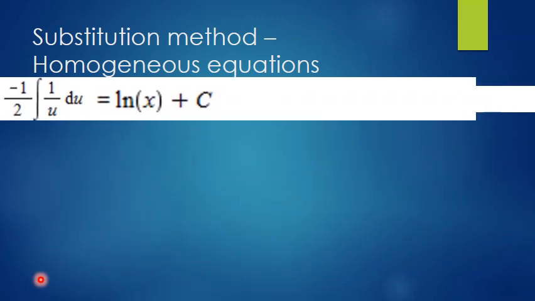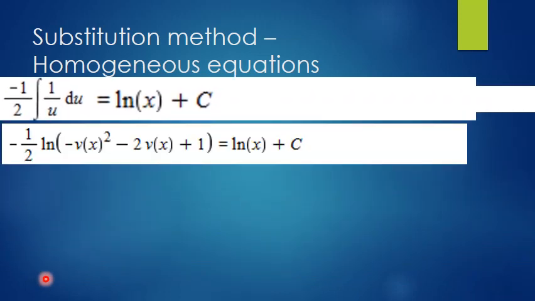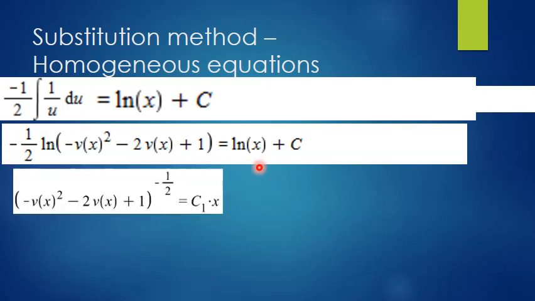So if we do it and then plug in what u is, we get this expression. So I've got to find out what v of x is. So I have to apply properties of logarithms to get this into the power, and then I take the exponential of both sides, and I get this expression. So my constant c now is a different constant called c1 because of taking the exponential of both sides.